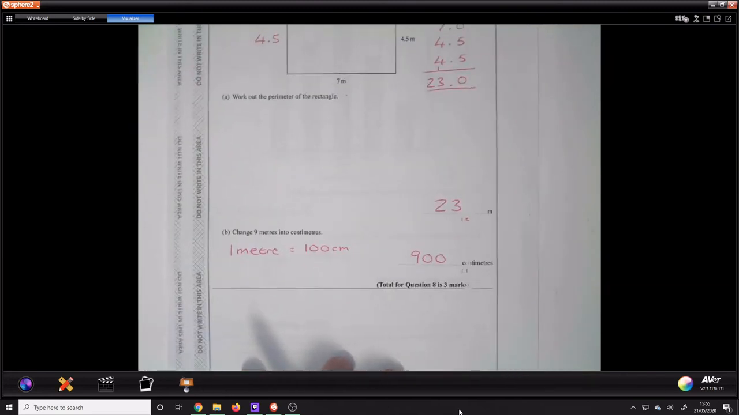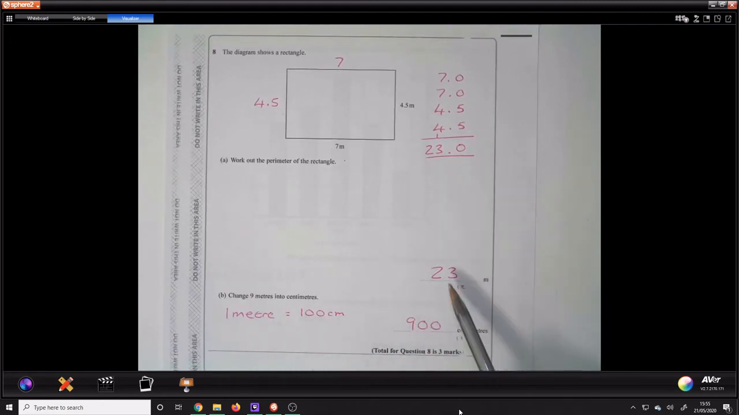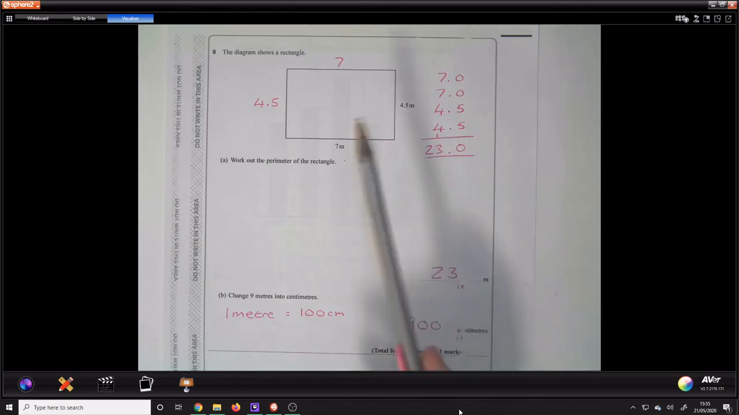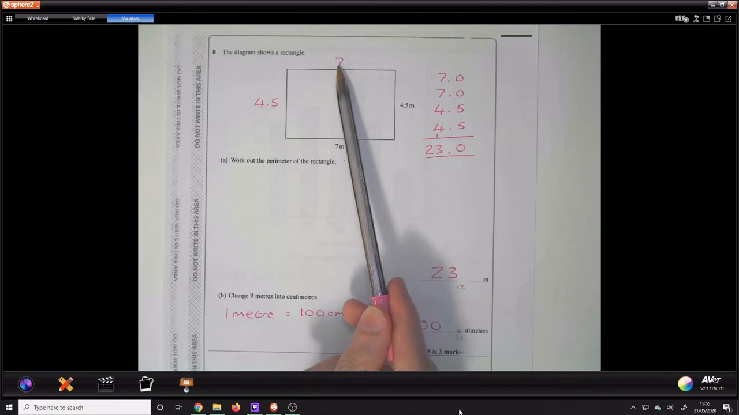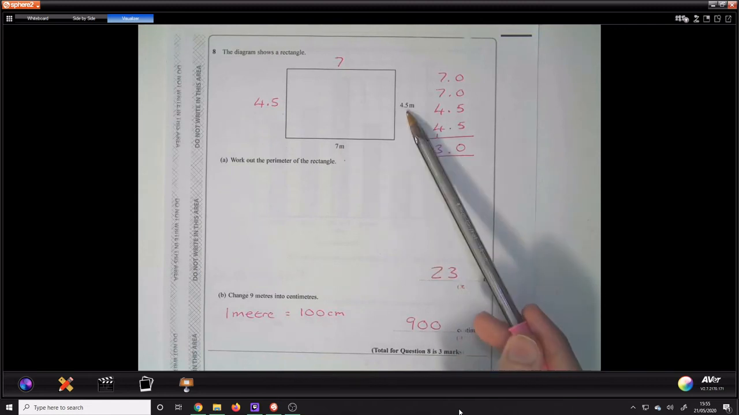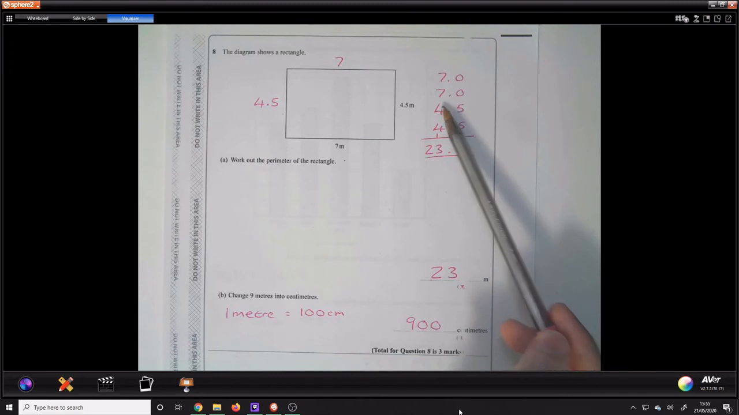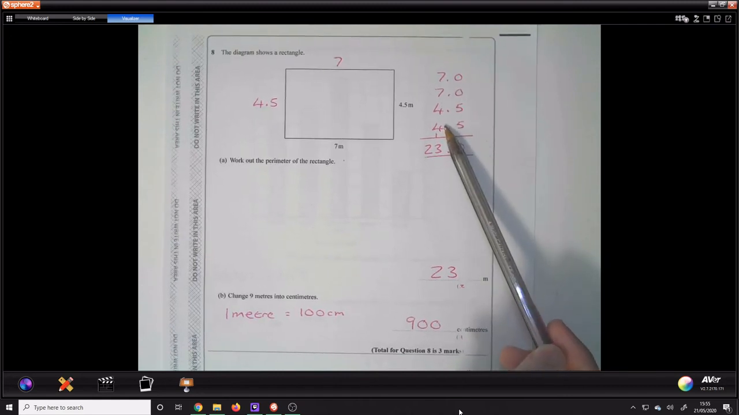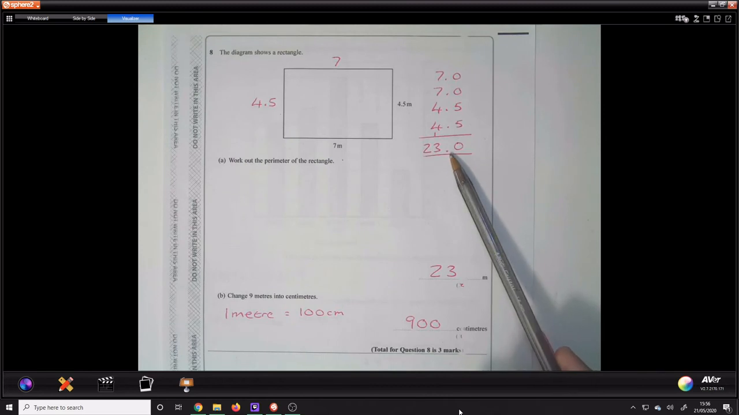Question 8 was the rectangle. It's a 2-mark question, so the answer is 23. So it's 2 marks for 23. You can have 1 mark if you didn't get 23, but you remembered or you realised that you have to do that. There's a 7 there and a 4.5 there, so they weren't given. So if you just did 7 plus 4.5, that's going to be wrong. But if you did 7 plus 4.5 plus 4.5, that would be 1 mark, and the second mark would be for getting the 23 as an answer.